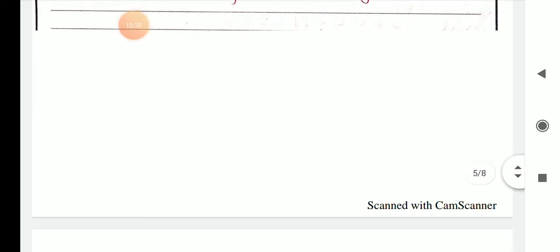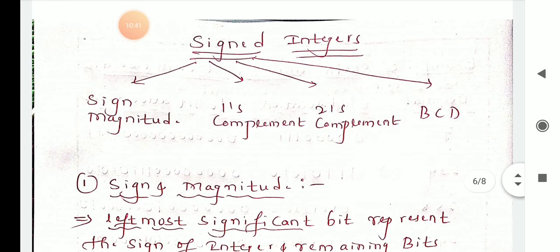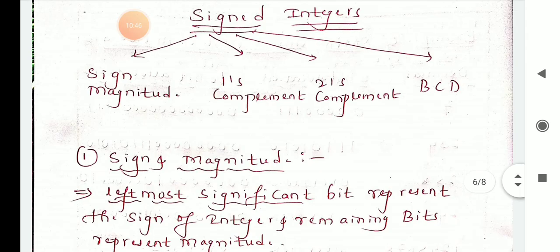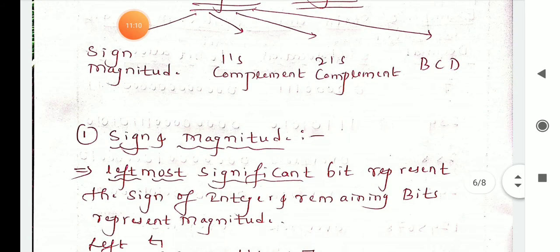Okay, so next we'll move on to the second step, signed integer. Next we will discuss the signed integer. This is the second classification. The first one is unsigned, the second one is signed integer. This signed integer is again divided into sign magnitude, 1's complement, 2's complement and BCD, that is binary coded decimal.